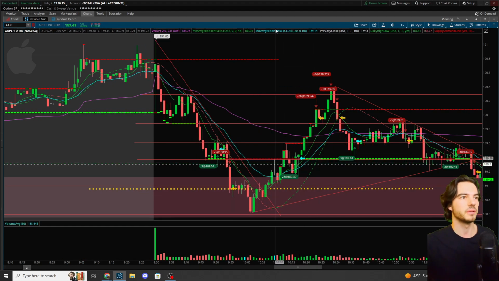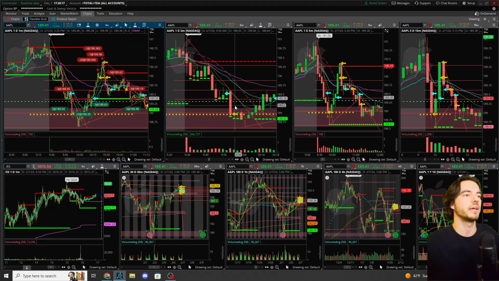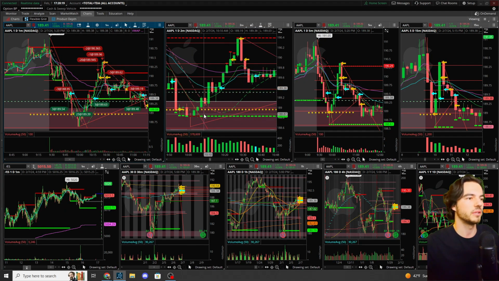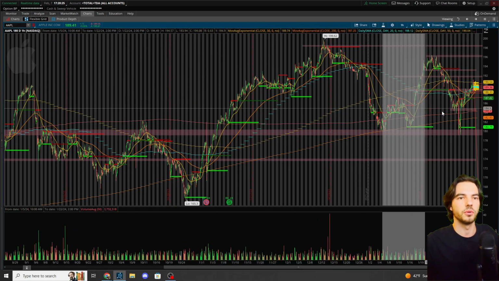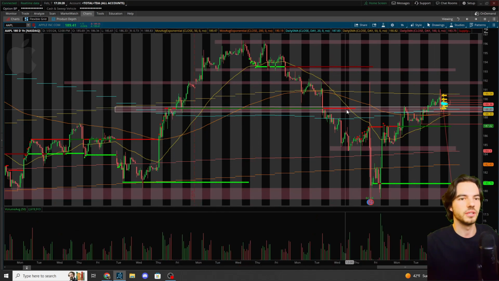We had the 1 minute demand line. We had, let's see, we had a 2 minute demand line down here, 5 minute, 15 minute. Here's the hourly chart to show the demand zone as well. As you can see, kind of respecting that.